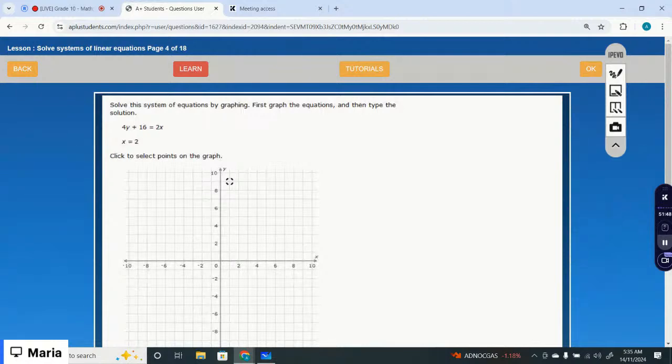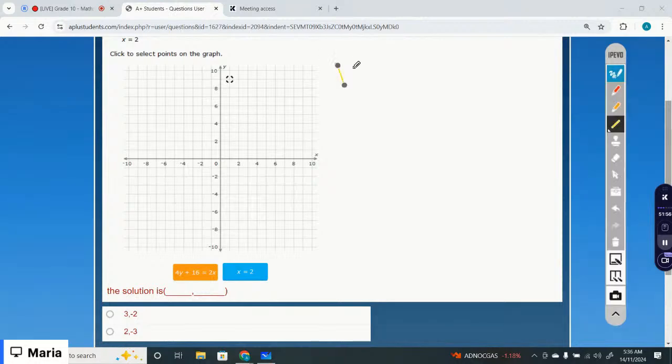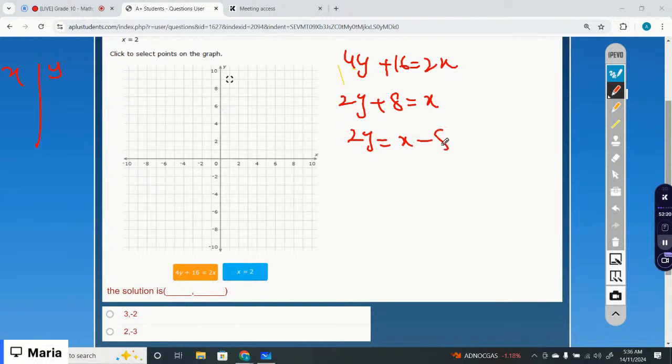Okay, the next one is 4y plus 16 equals 2x and x equals 2. To start with the first equation, 4y plus 16 equals 2x. Divide the equation by 2. So that would be then 2y plus 8 equals x. So let's just put up the different values of x and calculate the y. You have to calculate 2y equals x minus 8, then y equals x over 2 minus 4, right?